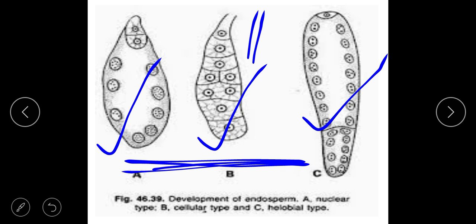It is showing both types. You can see the nuclear as well as the cellular type. The first nuclear division takes place, then is followed by cytokinesis. Two cells can be seen, and in these two cells, one can show free nuclear division and the other can show cellular division. So we call this type of endosperm the helobial type. So coconut water is free nuclear, whereas coconut kernel is the cellular endosperm.